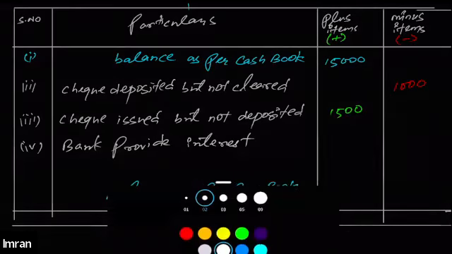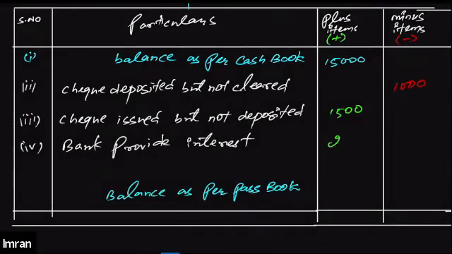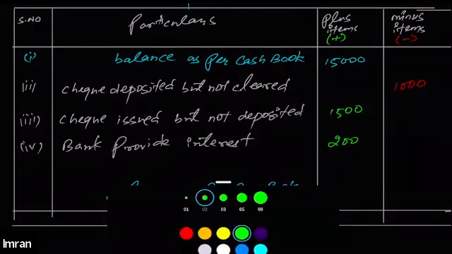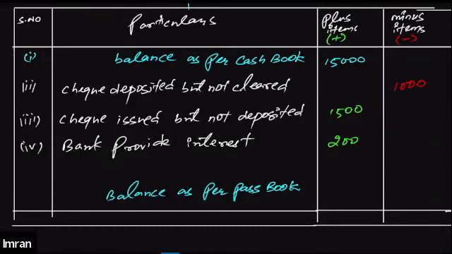If the bank provides interest, this should be added, 200. Done. Now we have recorded all the transactions. Now we just need to do the total. We'll be totaling it, 15,000 plus 1,500 plus 200. It will give us a total value of 16,700.